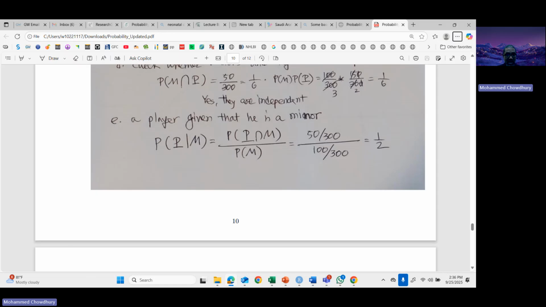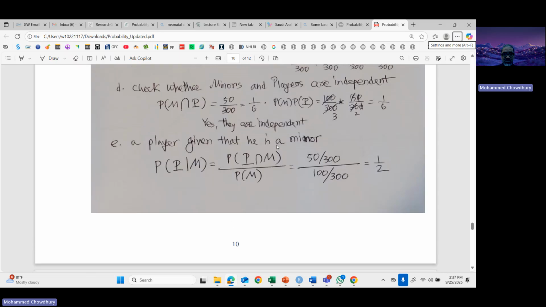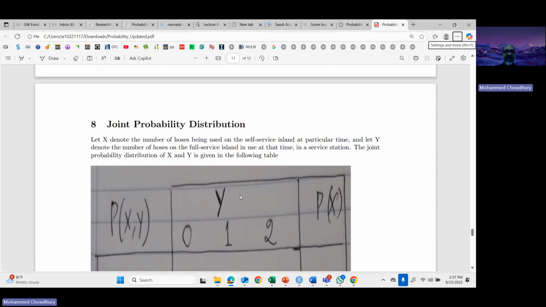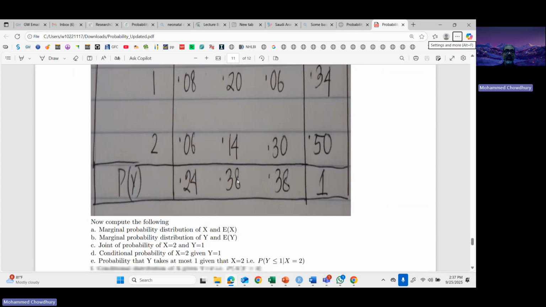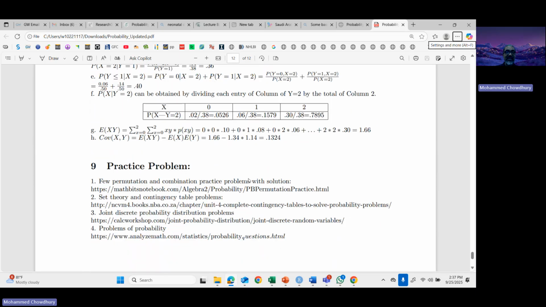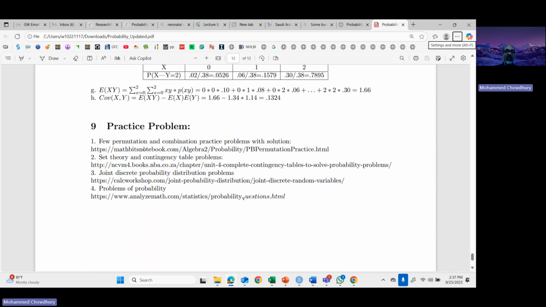Now, after finishing this, we will do joint probability. How to compute joint probability, all of these things, and covariance, variance, all of these things. Next week we will solve all of this.